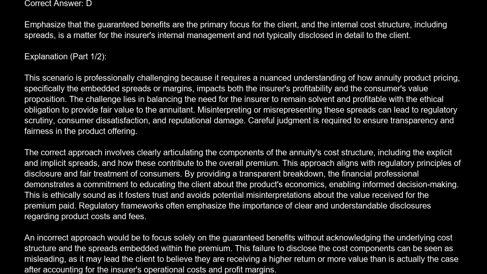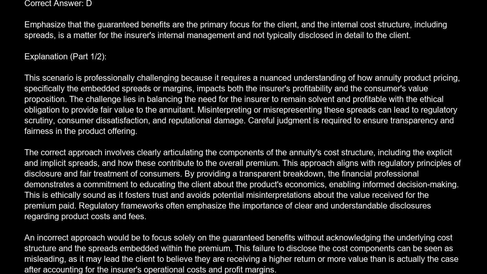The correct approach involves clearly articulating the components of the annuity's cost structure, including the explicit and implicit spreads, and how these contribute to the overall premium. This approach aligns with regulatory principles of disclosure and fair treatment of consumers. By providing a transparent breakdown, the financial professional demonstrates a commitment to educating the client about the product's economics, enabling informed decision-making. This is ethically sound as it fosters trust and avoids potential misinterpretations about the value received for the premium paid. Regulatory frameworks often emphasize the importance of clear and understandable disclosures regarding product costs and fees.